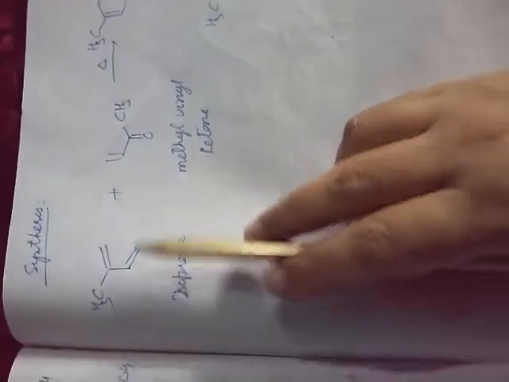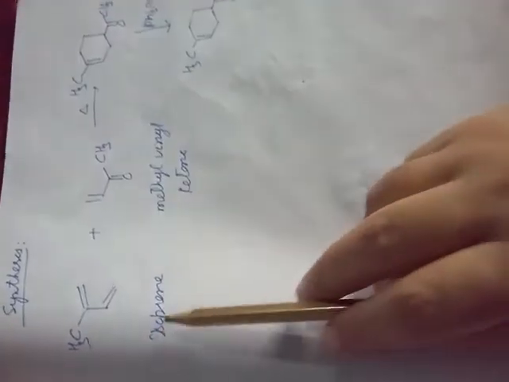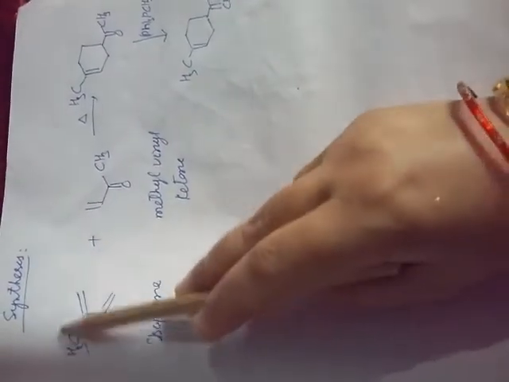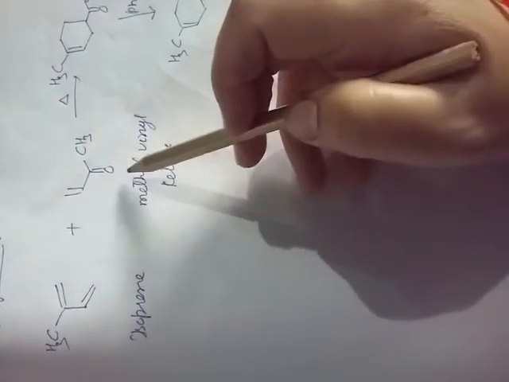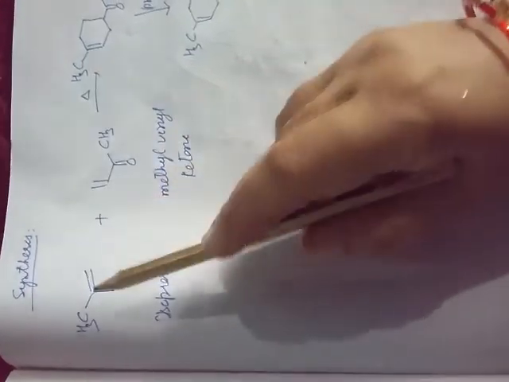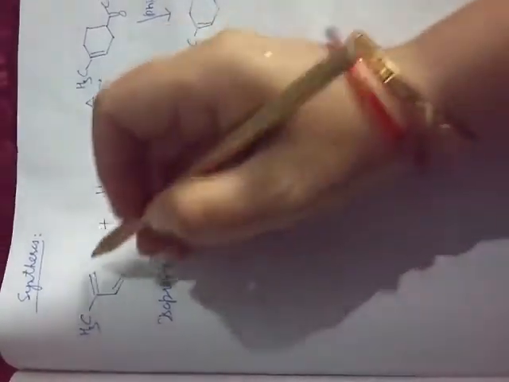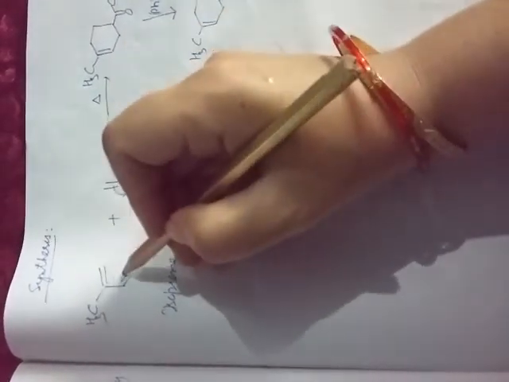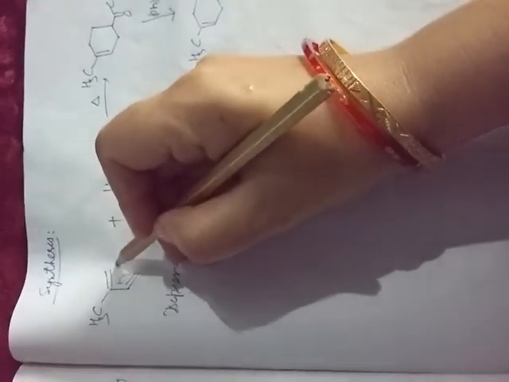And finally, the structure of any terpenoid we can confirm from the synthesis. So this is the synthesis of limonene. This is isoprene. Okay, and when isoprene reacts with methyl vinyl ketone, this is a Diels-Alder reaction. Okay, this is a 4+2 addition, so this type of addition will happen. This is a pericyclic reaction.